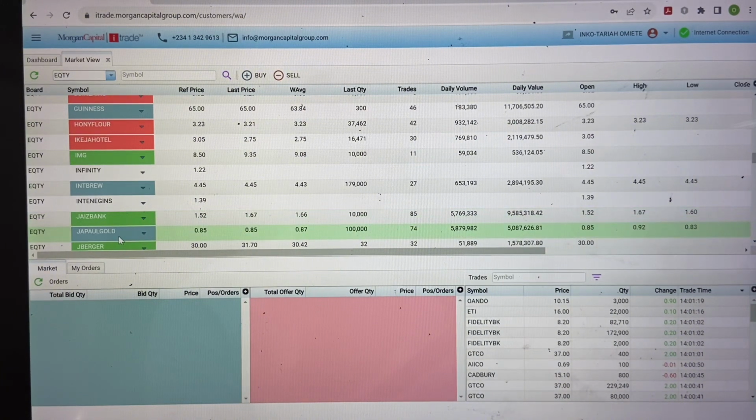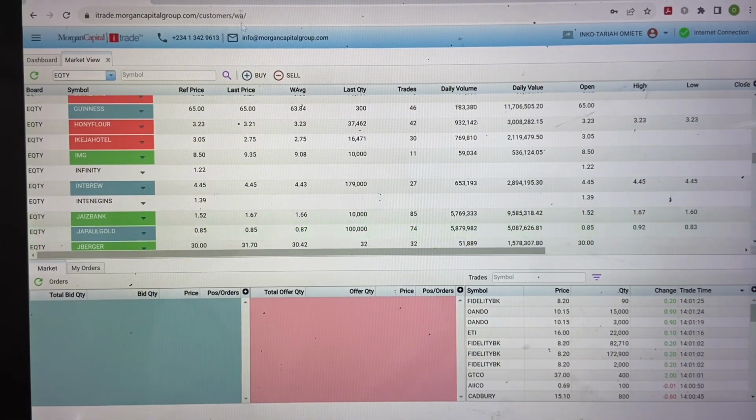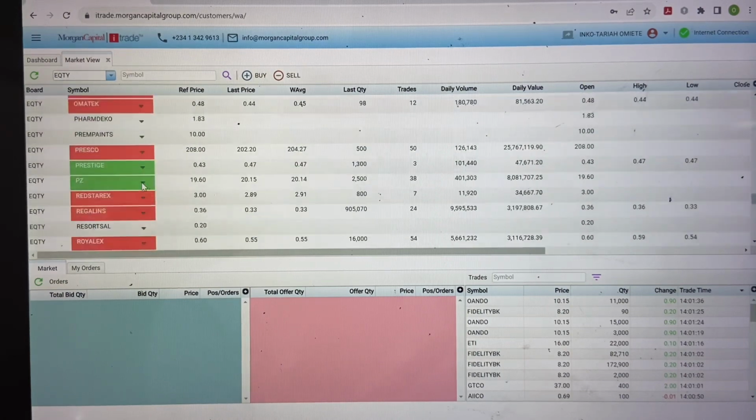Then Japaul Gold, as you can see, was 85 kobo yesterday and 85 kobo in the last transaction that took place, and therefore because there is no change in price, it is color coded blue. So at a glance, you can be able to tell what the market is all about.